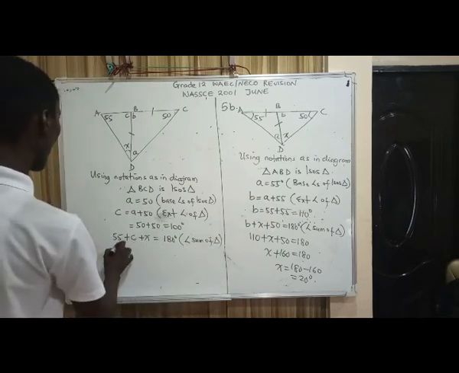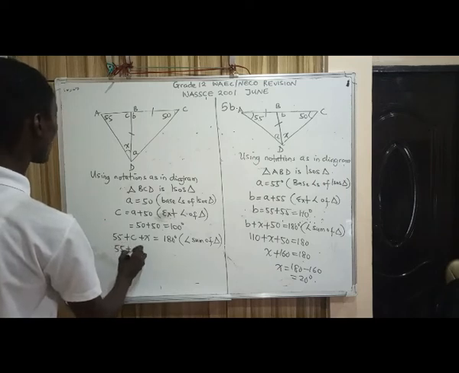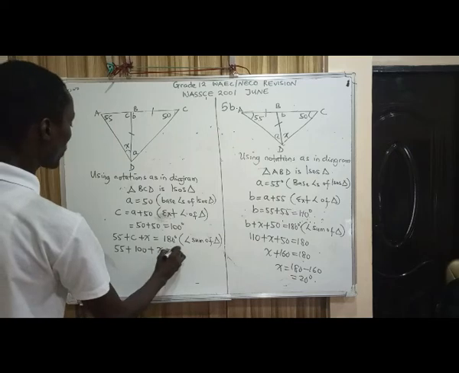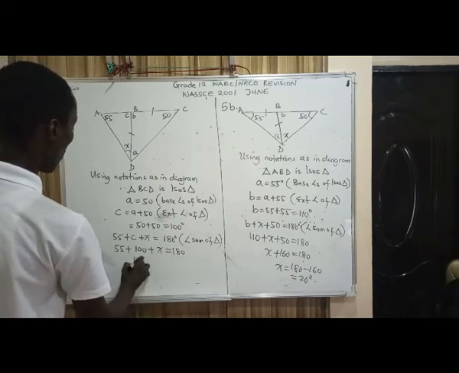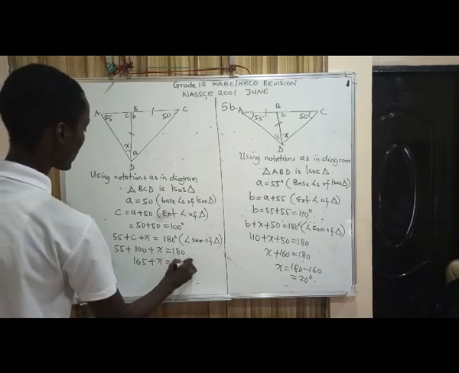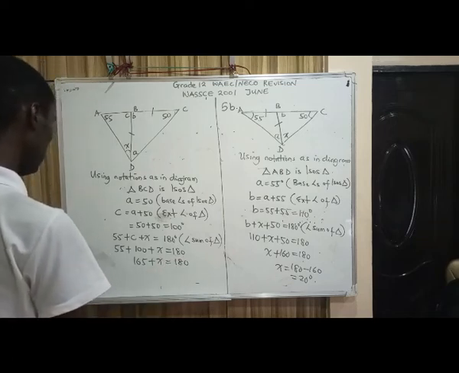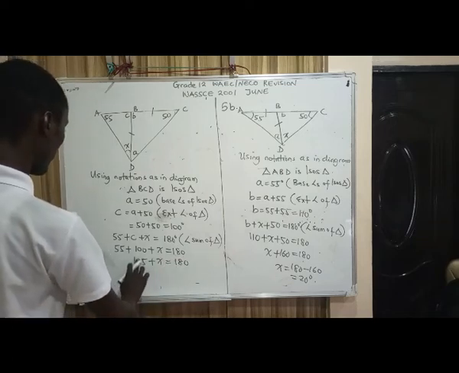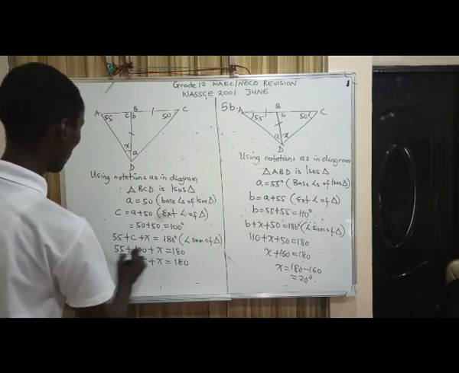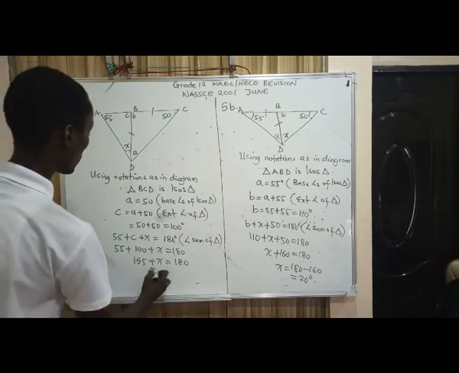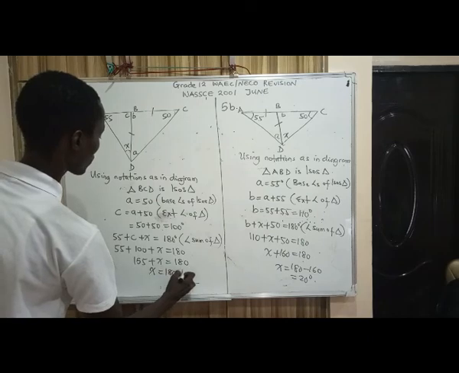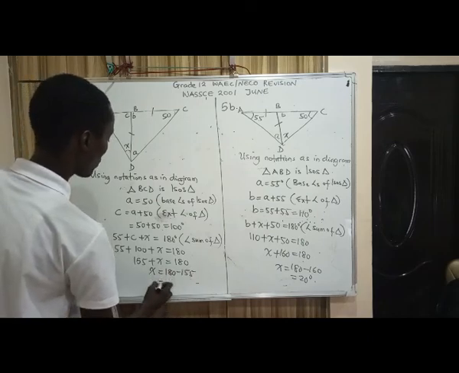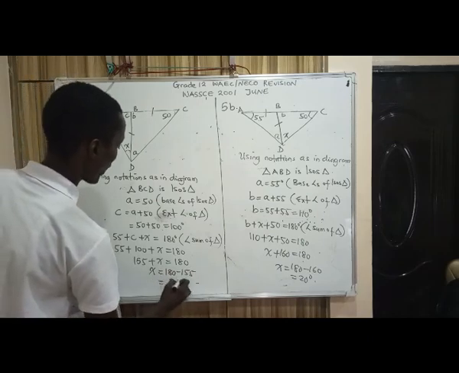So with that, I'll have that 55 plus C, which is 100, plus X will be equal to 180. So 155 plus X will be equal to 180. Okay, 155, sorry about that. So X will be equal to 180 minus 155. And that will mean that X will be equal to 25 degrees.